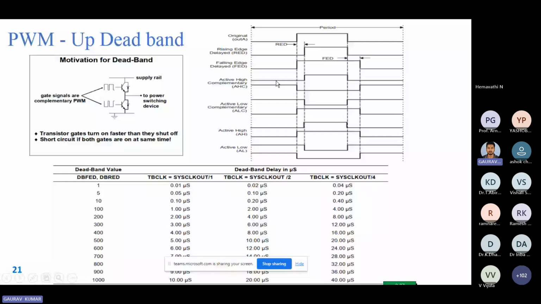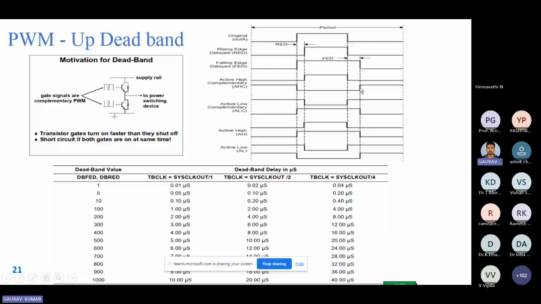Means see, this is the original pulse. The first one is the original pulse. Active high complementary I have switched to, and I have given the delay in the rising edge also and the falling edge also. So we can see in the active high complementary pulse the width is reduced. Then the upper switch pulse width is reduced. Similarly, if we go for the complementary pulse, then its pulse width increases.